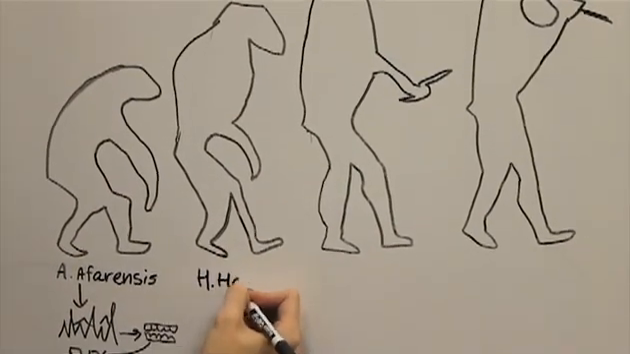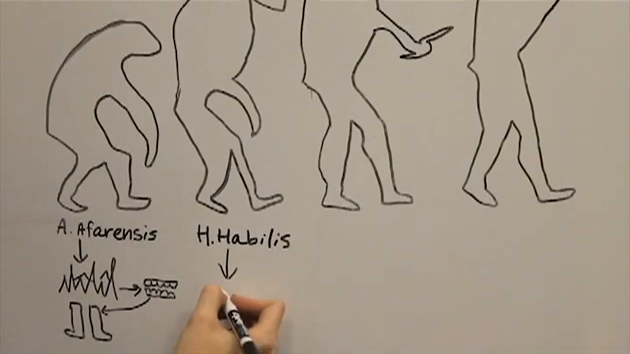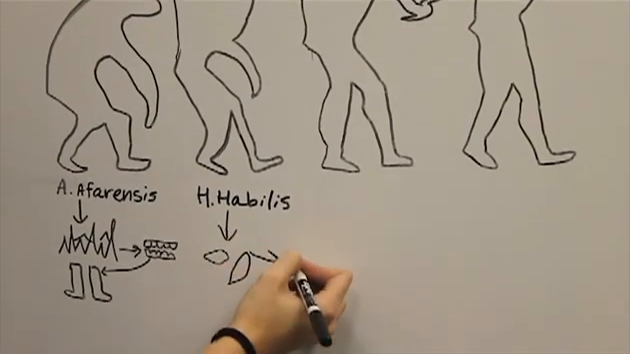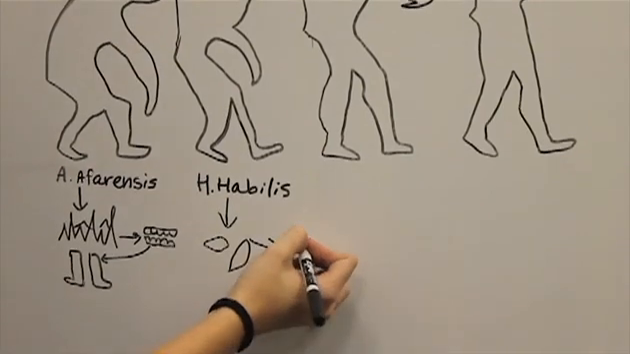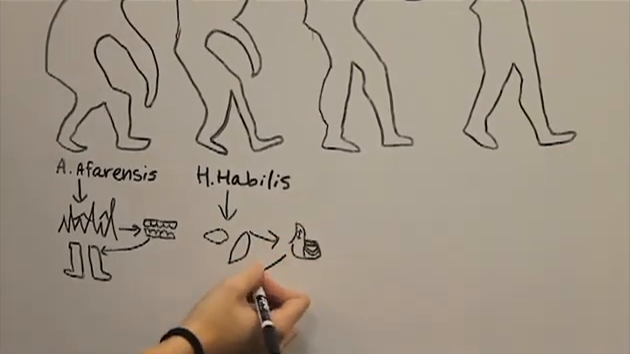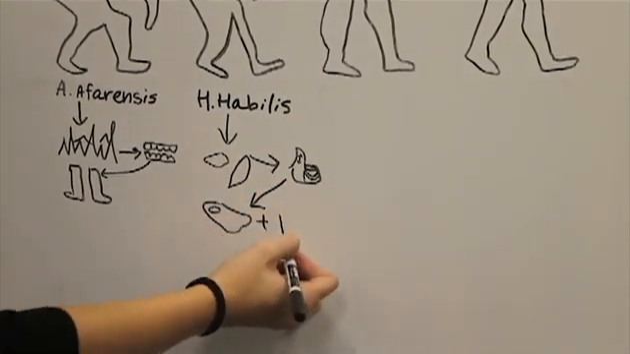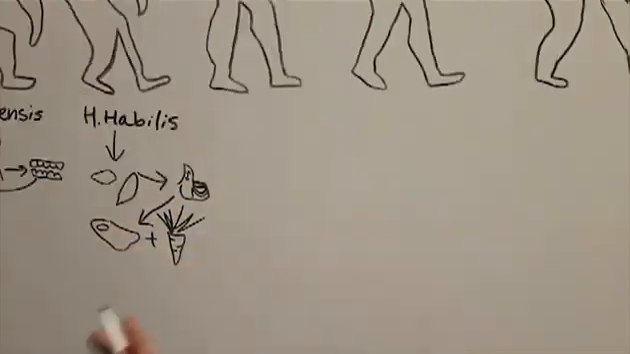Homo habilis is believed to be the first to use and produce stone tools. They also developed opposable thumbs. They primarily fed on plant matter, but also ate scavenged meat when it was available to them.